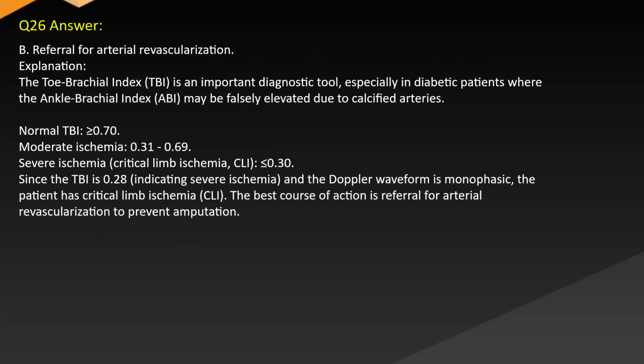Answer B. Referral for arterial revascularization. Explanation. The toe brachial index, TBI, is an important diagnostic tool, especially in diabetic patients where the ankle brachial index, ABI, may be falsely elevated due to calcified arteries. Normal TBI is greater than 0.70, moderate ischemia 0.31 to 0.69, severe ischemia, critical limb ischemia, CLI, 0.30 or less. TBI 0.28 indicates severe ischemia, and the Doppler waveform is monophasic. The patient has critical limb ischemia, CLI. The best course of action is referral for arterial revascularization to prevent amputation.